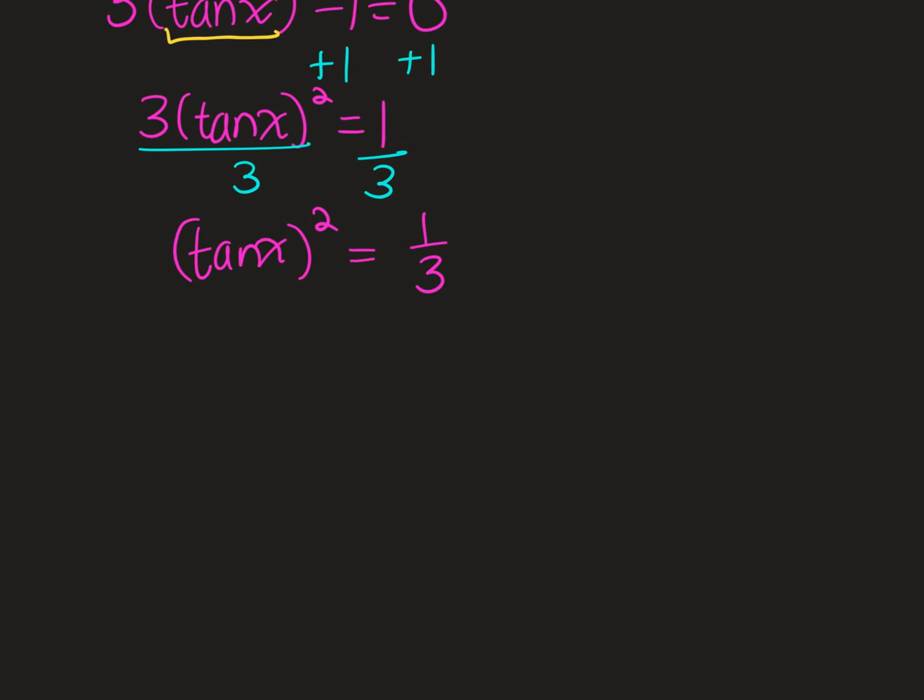Take the square root. Now this is where we need to be very careful. So we're going to take the square root of both sides. When we take the square root of both sides, is there just one answer? No. We always have to remember that when we take the square root of both sides in an equation, there's actually 2 answers there, plus or minus square root of 1 over 3.